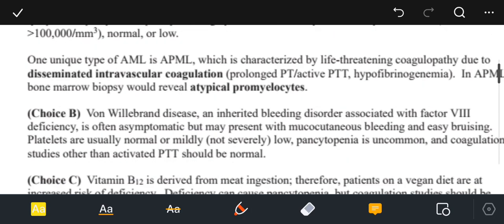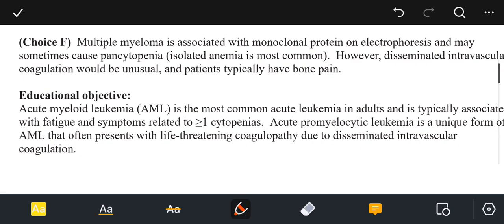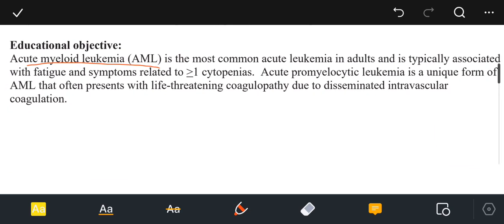Educational objective of this question is acute myeloid leukemia, the AML, is the most common acute leukemia in adults and is typically associated with fatigue and symptoms related to one or more cytopenias. Acute promyelocytic leukemia is a unique form of acute myeloid leukemia that often presents with a life-threatening coagulopathy due to disseminated intravascular coagulation.